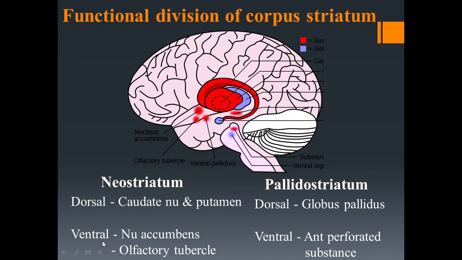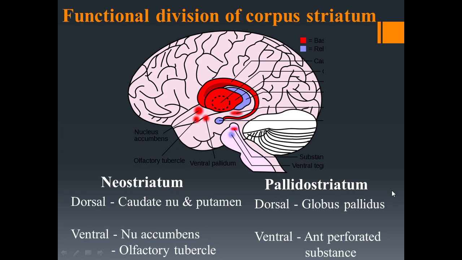While ventral neostriatum consists of two more structures, that is the nucleus accumbens and olfactory tubercle. Now antero-inferior to the caudate nucleus, here this is the nucleus accumbens and this is the olfactory tubercle. So these two structures are the parts of ventral neostriatum. So dorsal neostriatum consists of caudate nucleus and putamen, while ventral neostriatum consists of nucleus accumbens and olfactory tubercle.